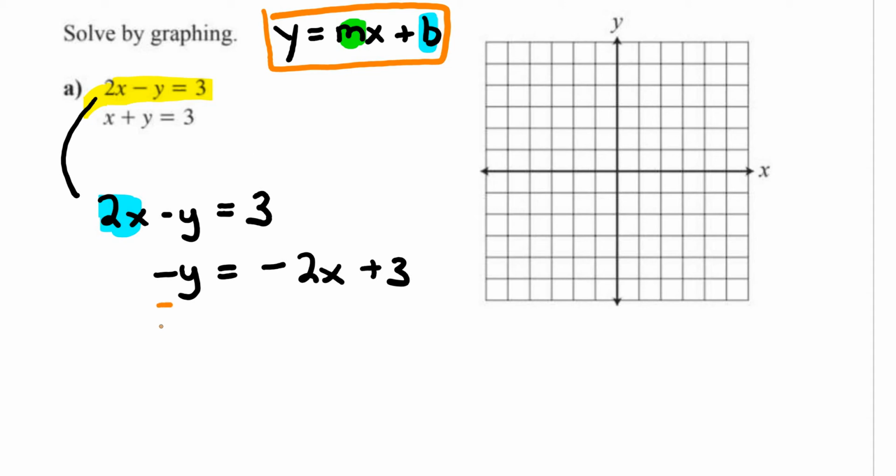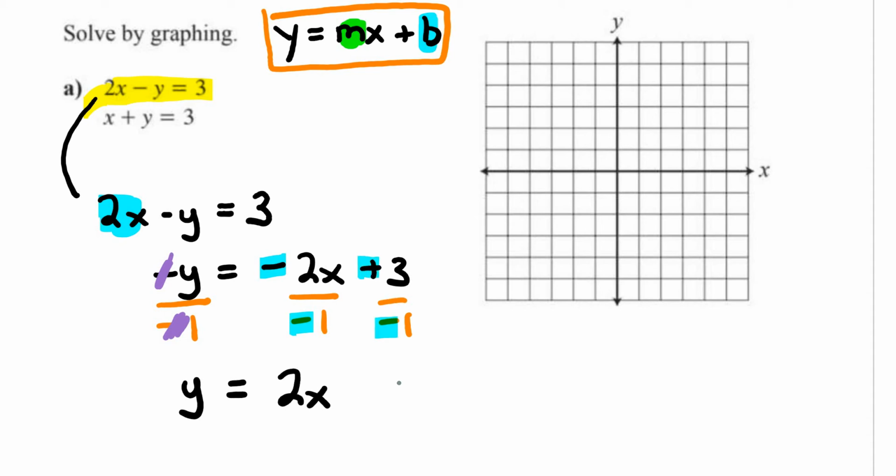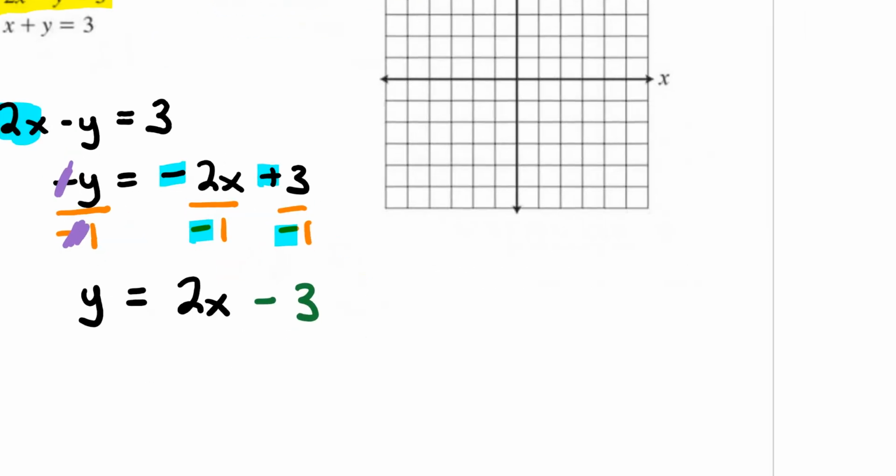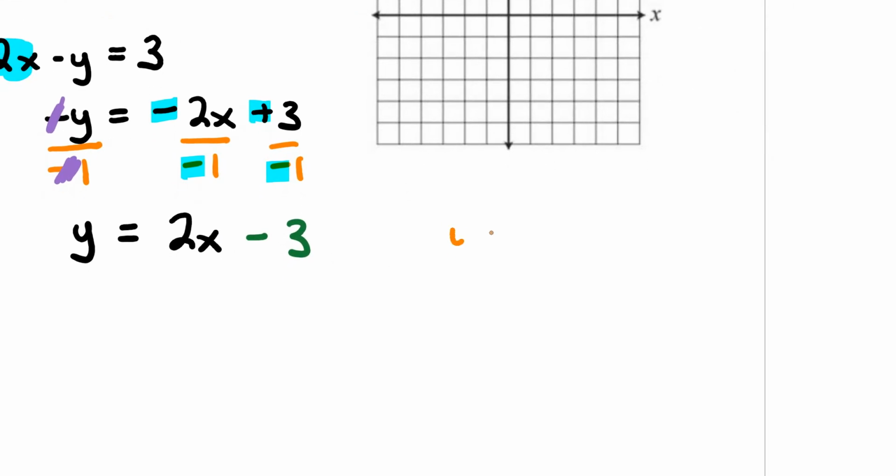And then I'm going to divide everything by a negative 1. If I do that, this negative sign in purple and that negative sign just cancel out, which gives you a positive y. Over here on the right-hand side, these two minus signs become positive. So you have a 2x, and then you have a positive and negative, which gives you negative 3. So this is looking pretty good now. I like this because now it's in the form y equals mx plus b. And this is where you would start.